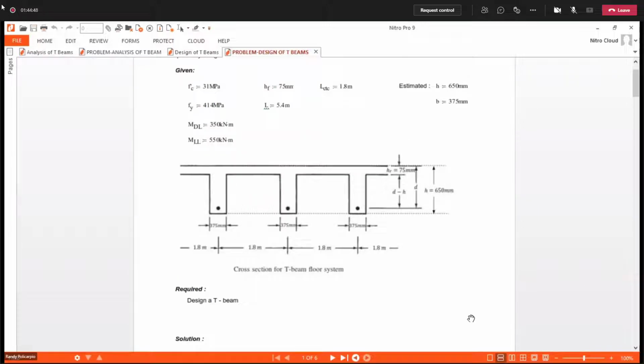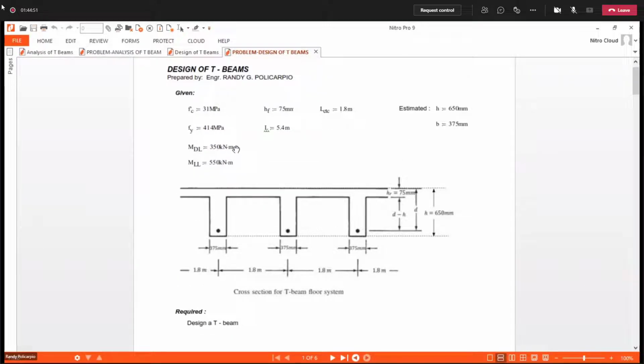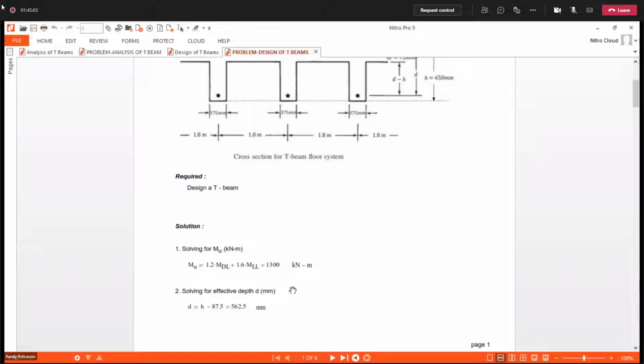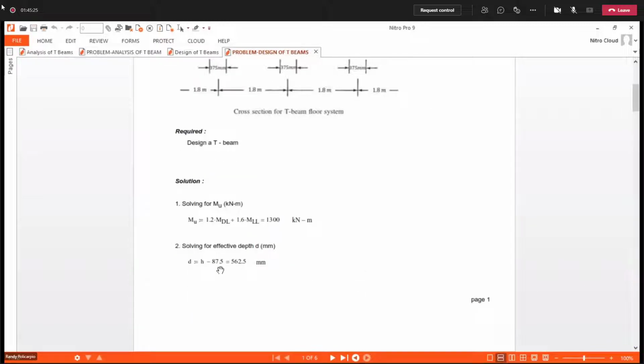Okay, so it is not mentioned in the problem that our moments are already factored. Hindi binabanggit. Kaya ang gagawin natin, ipa-factor natin. So the dead load moment will be multiplied by 1.2. The moment in the live load will be multiplied by 1.6. And this is the load combination that will produce a maximum moment. So pag pinag-combine mo to, that will be the maximum moment. So 1,300 kilonewton meter.